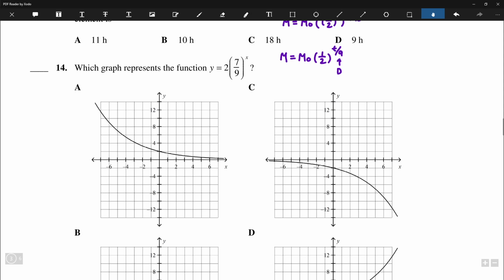We are looking at the function y equals 2 times 7 over 9 to the x power. So this is positive. The 2 is positive. It's decreasing because 7 over 9 is between 0 and 1. So things to keep track of. Number 1, 2 is greater than 0. And secondly, we have here 7 over 9 is between 0 and 1. So the first fact tells us this is positive. And the second piece tells us this is decreasing.